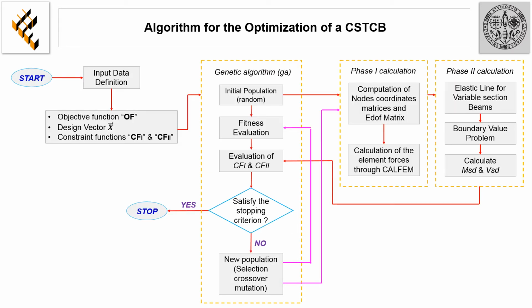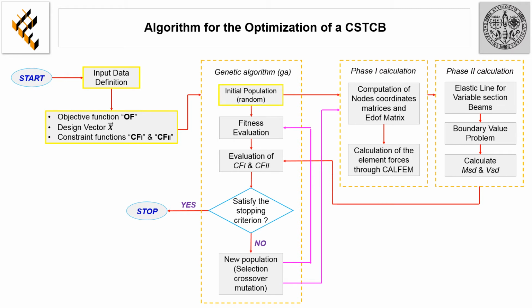The flowchart shows how the algorithm globally works. The code uses the GA solver in MATLAB to find the minimum weight of the beam, and a series of nested functions able to perform the calculation of the beam during the first and the second constructive phases. The algorithm starts with a definition of the input data that I've just illustrated in the previous slide, as well as the definition of the objective function, the design vector, and the constraint functions.